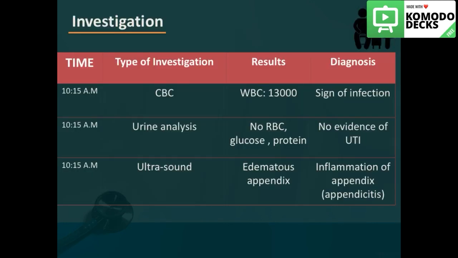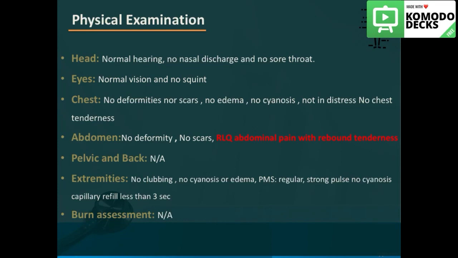Investigation. Blood was taken from my patient for CBC, and the result was white blood cells 13,000, which is a sign of infection. Also urinalysis, and he has no evidence of urinary tract infection. On ultrasound, we see inflammation of the appendix, which is appendicitis. Physical examination, all of it is normal except the abdomen. He has right lower quadrant abdominal pain with rebound tenderness.